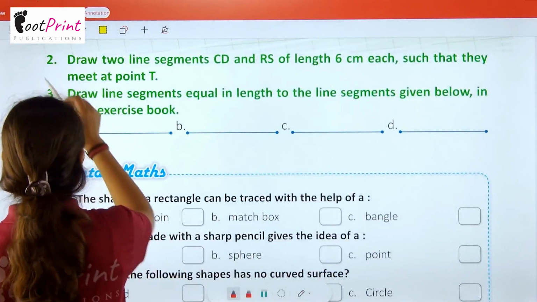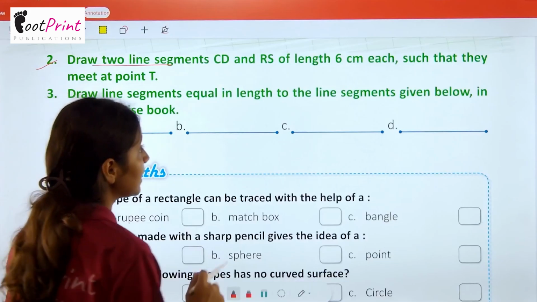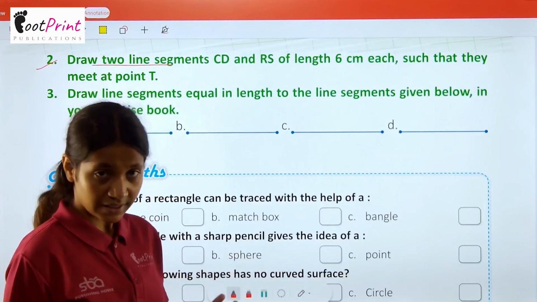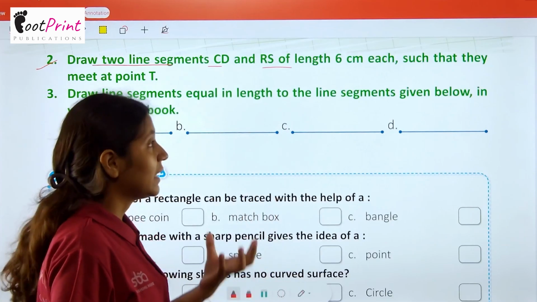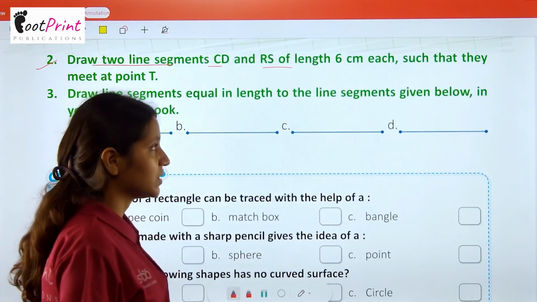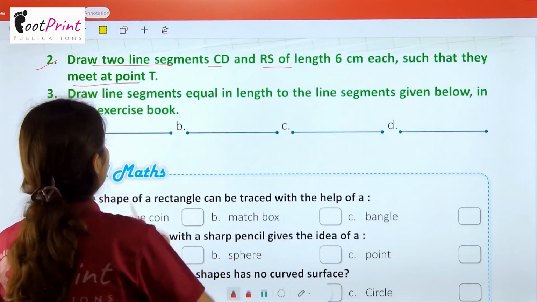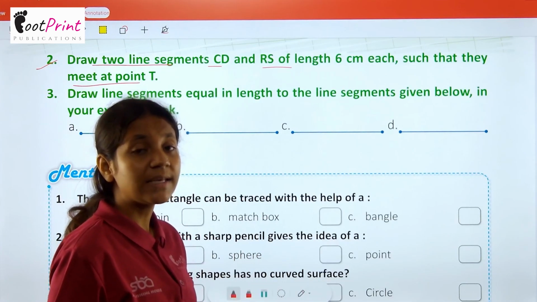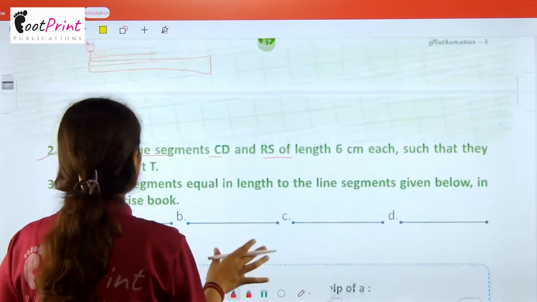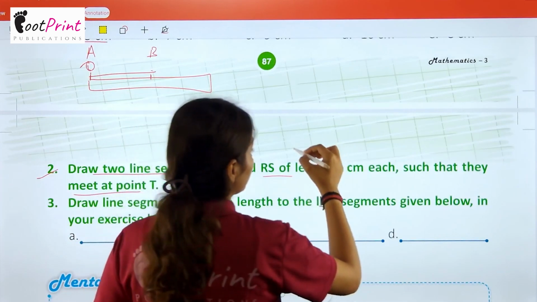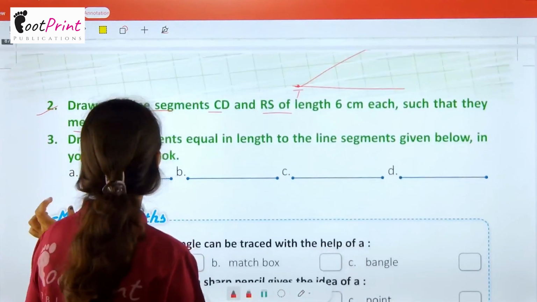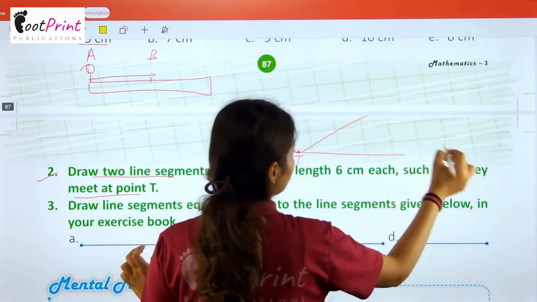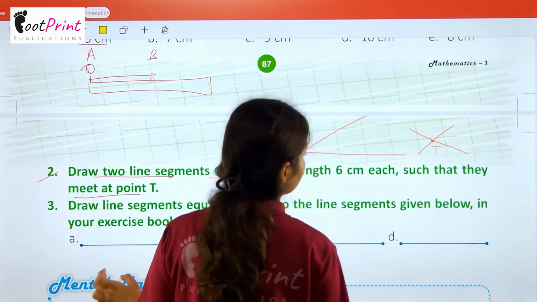Now in question number 2, draw two line segments CD and RS of length 6 centimeter each, such that they meet at point T. For example, you have to make this line, and this is the point T. Okay, or you can make it like this also.